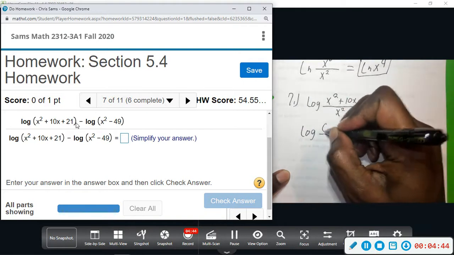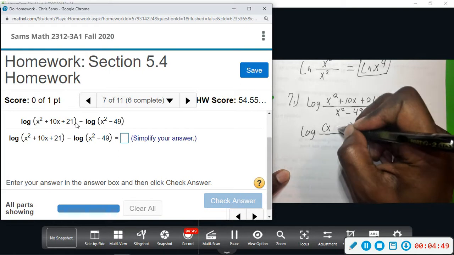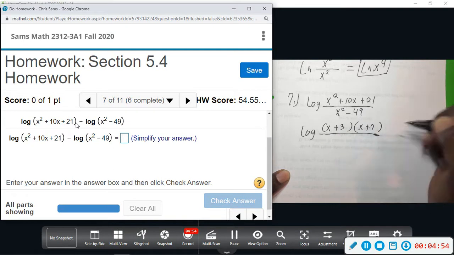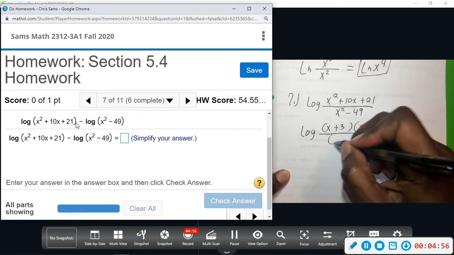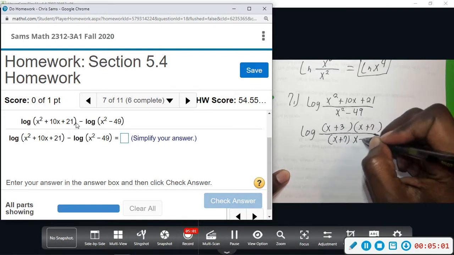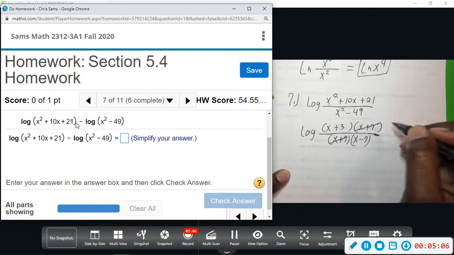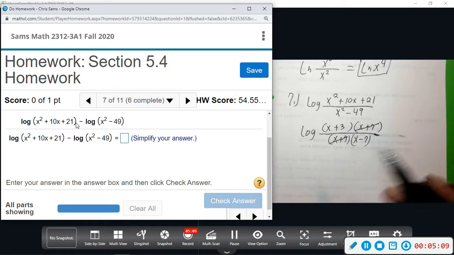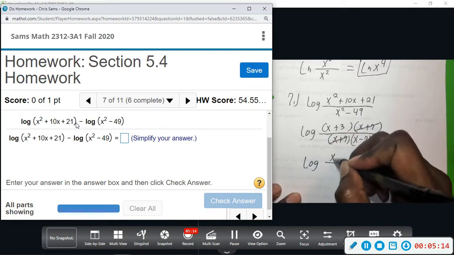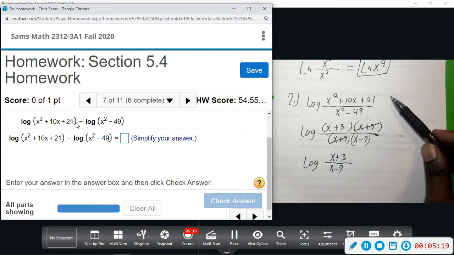So the top will factor to be x plus 3 and x plus 7, and on the bottom, difference of squares, we get x plus 7 and x minus 7. Alright, so the x plus 7 on top and bottom will divide out, and so we're left with a final answer, log of x plus 3 on the top and x minus 7 on the bottom.